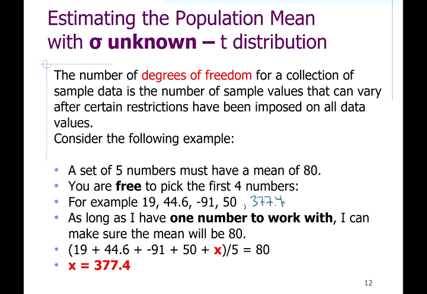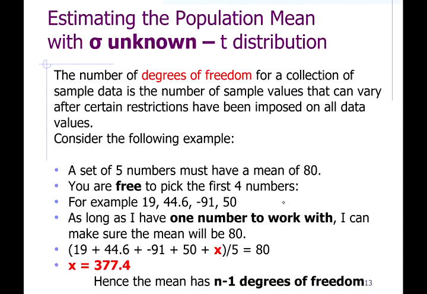Okay, so that's what I mean by degree of freedom. So there's n-1 degrees of freedom. As long as you leave me the freedom to pick one number, I can give you a mean of whatever you want. So now let's talk about the t-distribution.